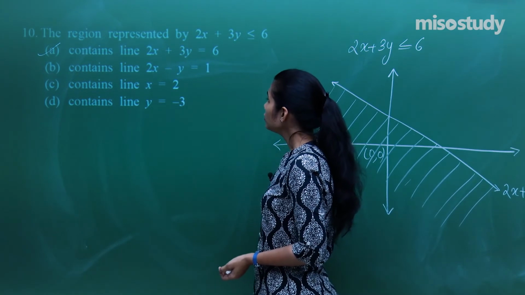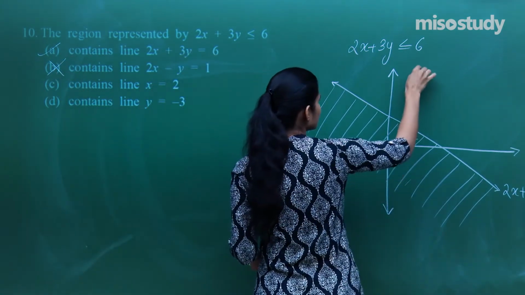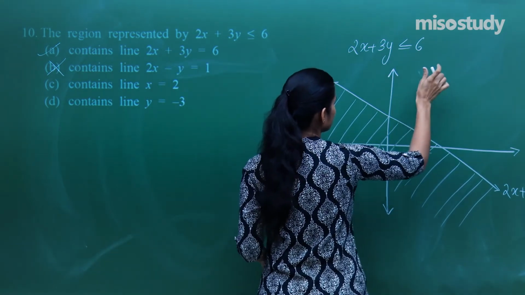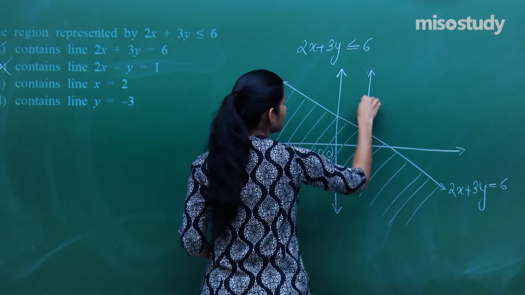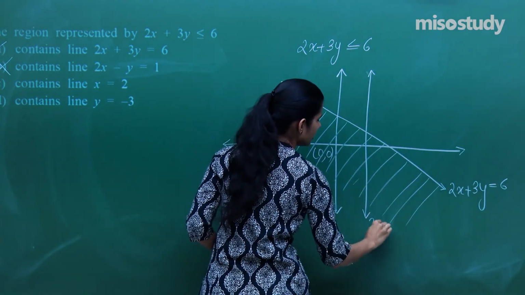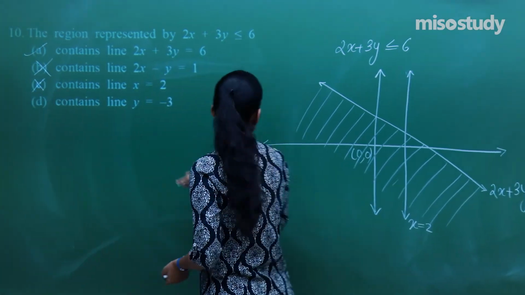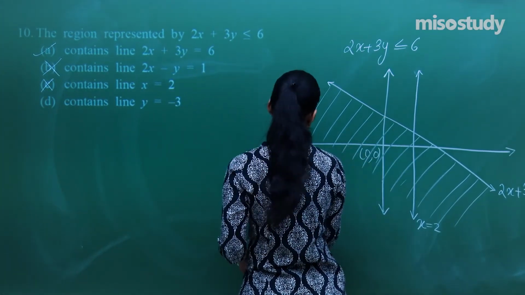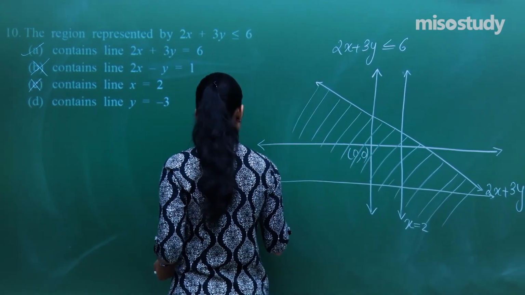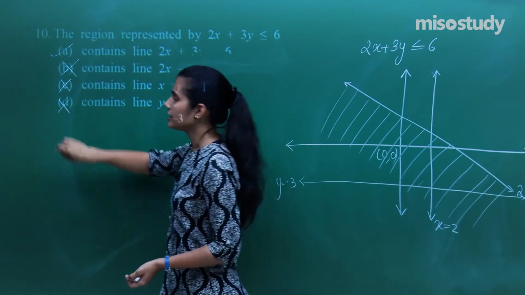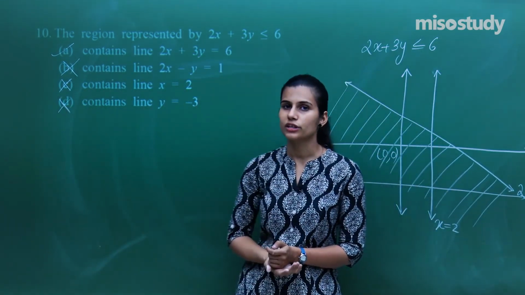It contains the line 2x minus y equals 1? No, it does not. It contains the line x equals 2? Somewhere like this would be when y is 0, x is 3, so somewhere like this would be x equals 2. And it is not containing the line x equals 2 completely. It is not containing the line y equals minus 3 completely. This is y equals minus 3. It is also not containing this. It is only containing one line, 2x plus 3y equals 6, according to the options.